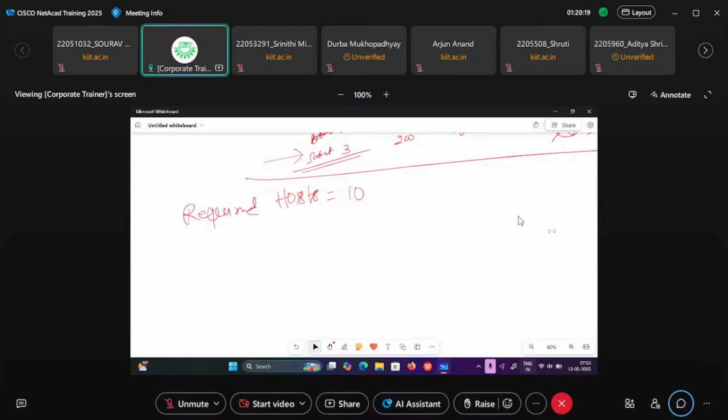Like previously, suppose you have 24 bits as network bits, so just add 3 more bits and it will become 27. So that is the case that you have to understand, and accordingly you have to calculate the values. Okay, so let's move ahead with the third case.